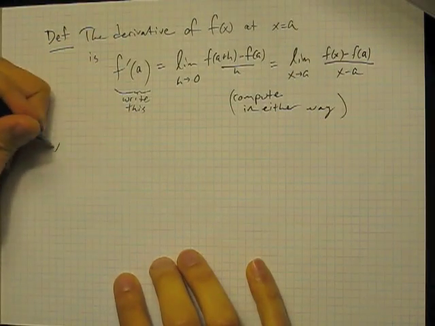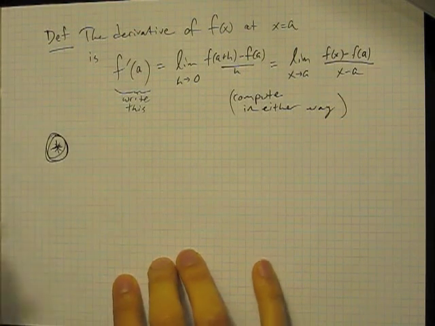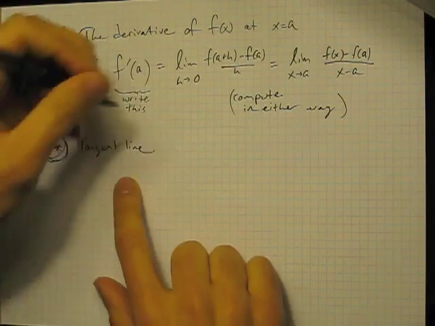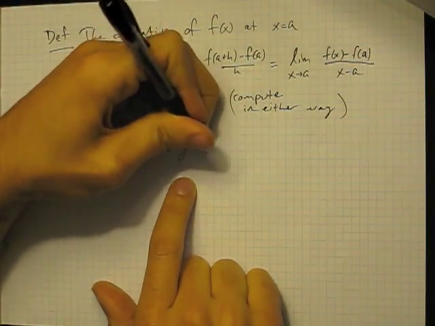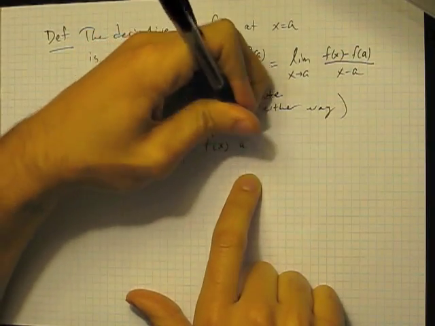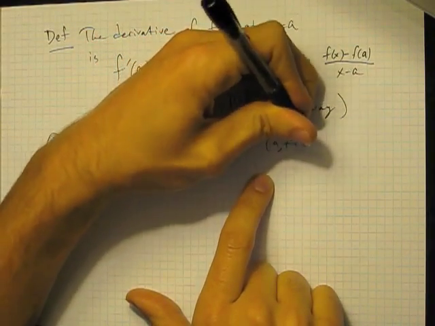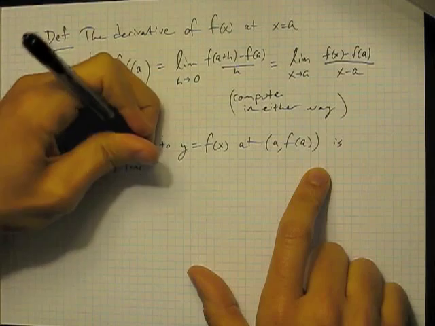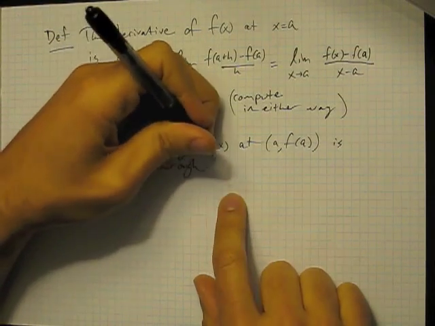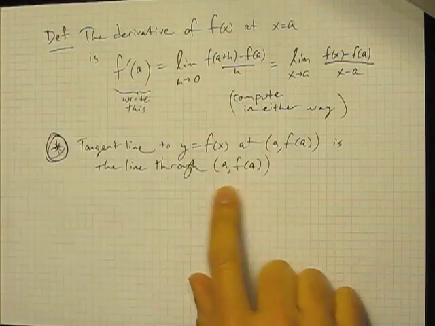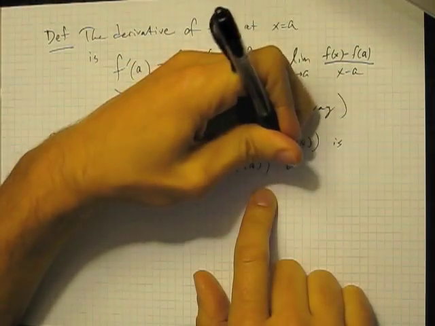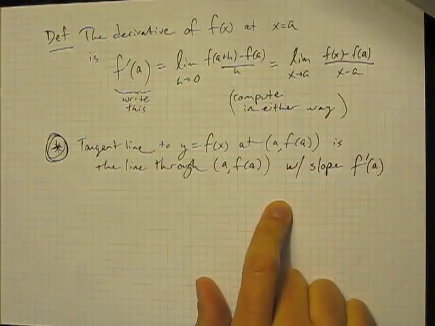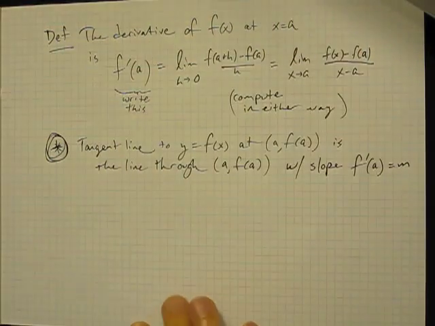All right, so the thing to notice, and this is absolutely key, is that the tangent line to the graph y equals f of x at the point a, f of a, is the line through this point, a, f of a, with slope equal to f prime of a. So this is the slope.